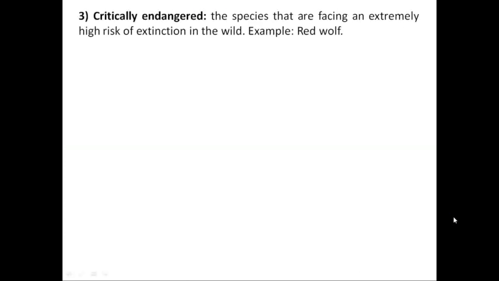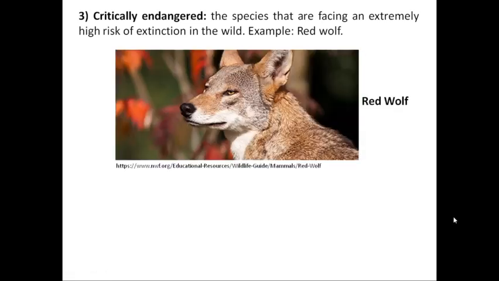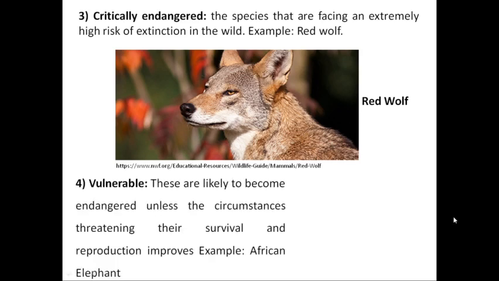The third category is critically endangered species. The species that are facing an extremely high risk of extinction in the wild. The example is the red wolf. So an image showing the red wolf. So it has been documented as a critically endangered species.